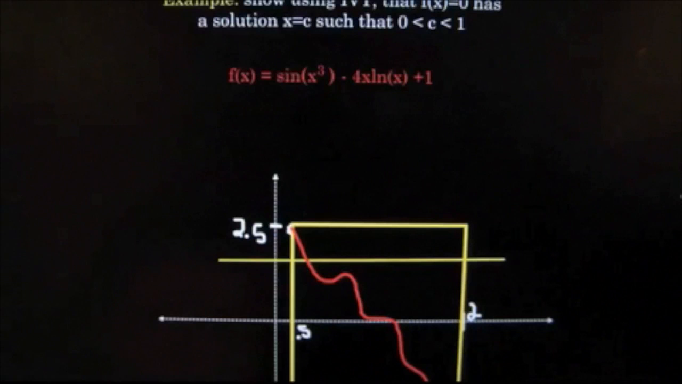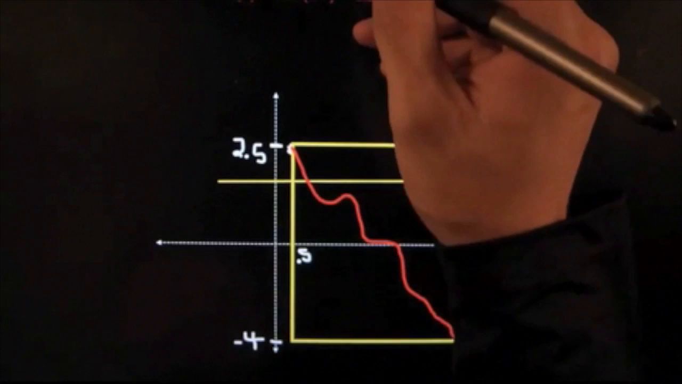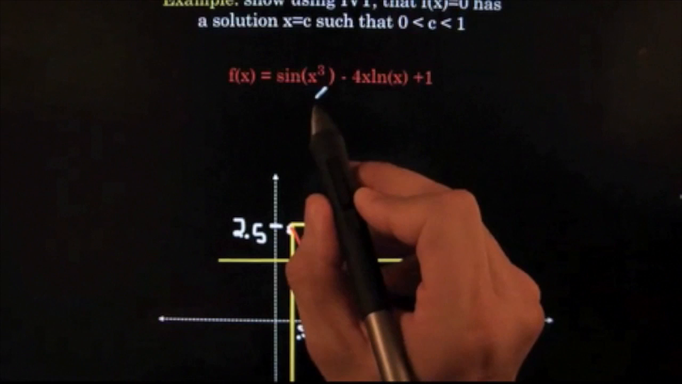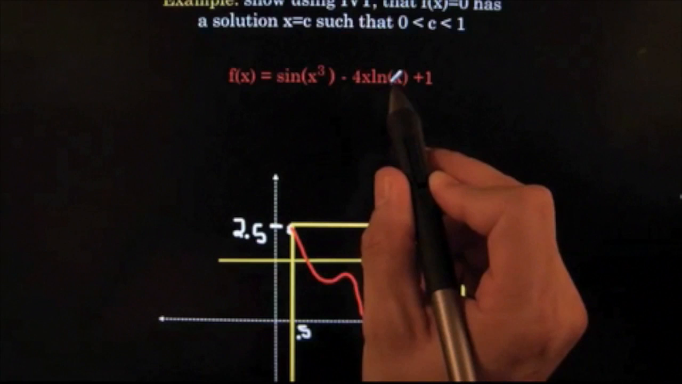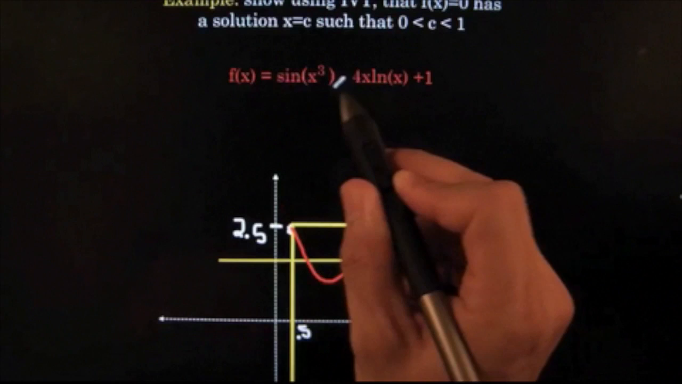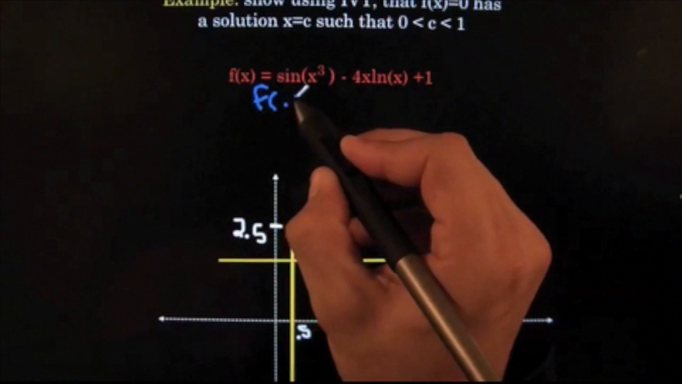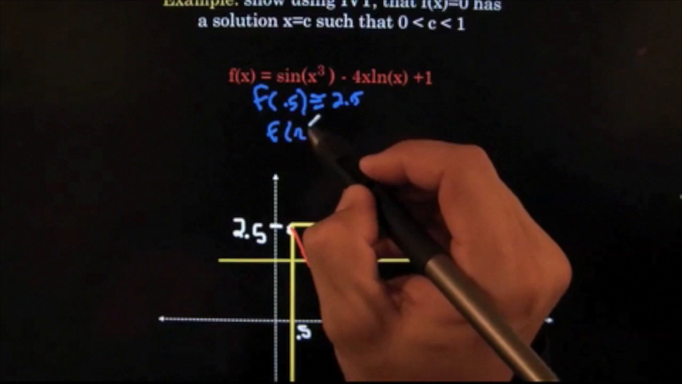Here's another look at it. I took a much, much more challenging problem. This is not even a polynomial. This is trig functions mixed with log functions and some degree one coefficients. It is crazy, crazy, crazy. But you look at f of 0.5, and it's approximately equal to 2.5. And you look at f of 2, and it's approximately negative 4, as I've drawn here.